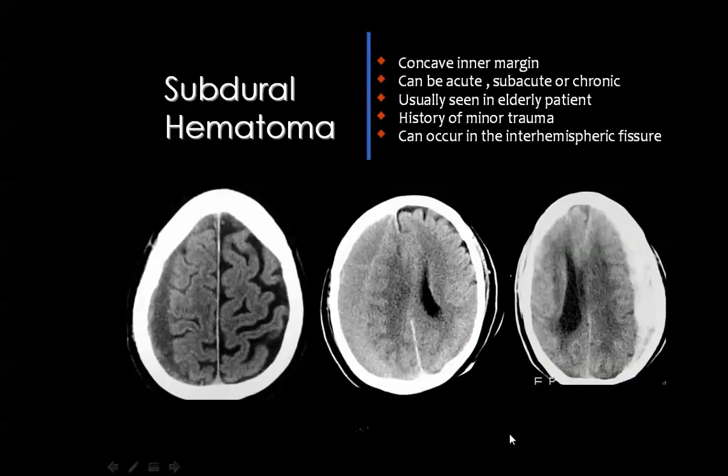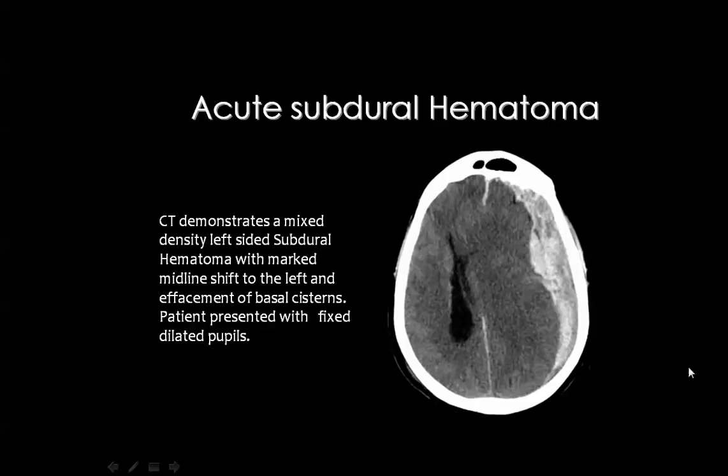But the subdural hematoma occurs in a wide space. It can be acute, like this one, or subacute, like this one, or chronic hematoma, like this one. Then the subdural hematoma has a concave inner margin. It can be acute, subacute, or chronic. It may be seen in elderly patients with history of minor trauma, and it can also occur in the interhemispheric fissure.